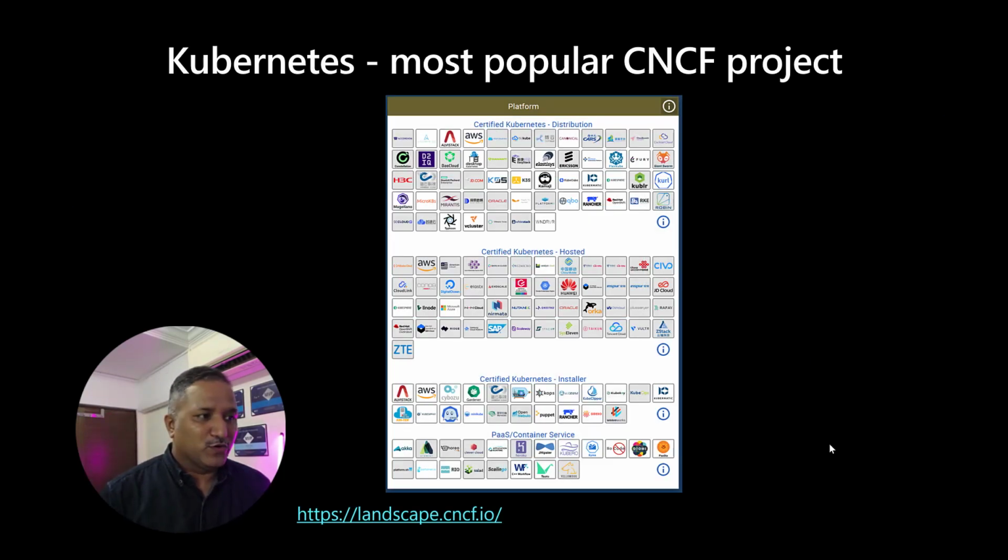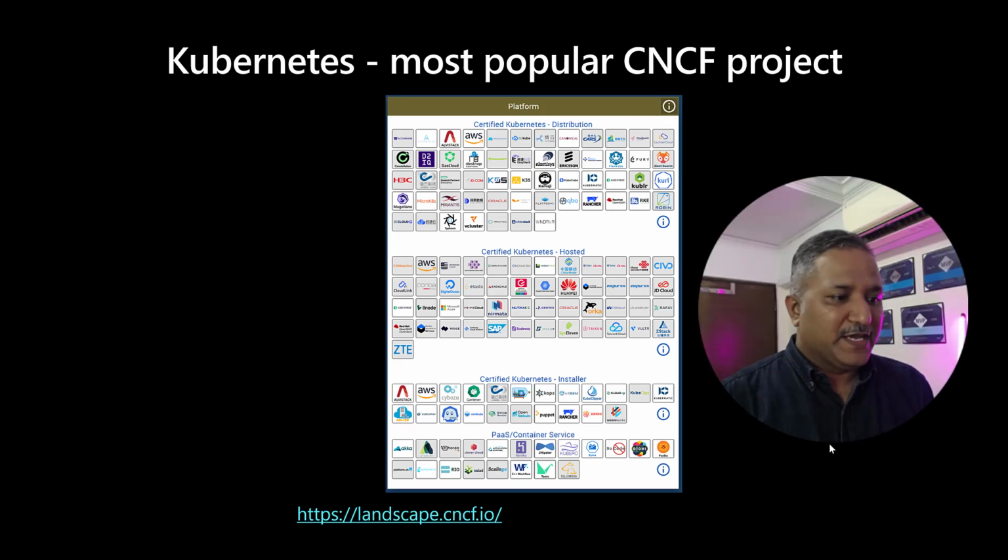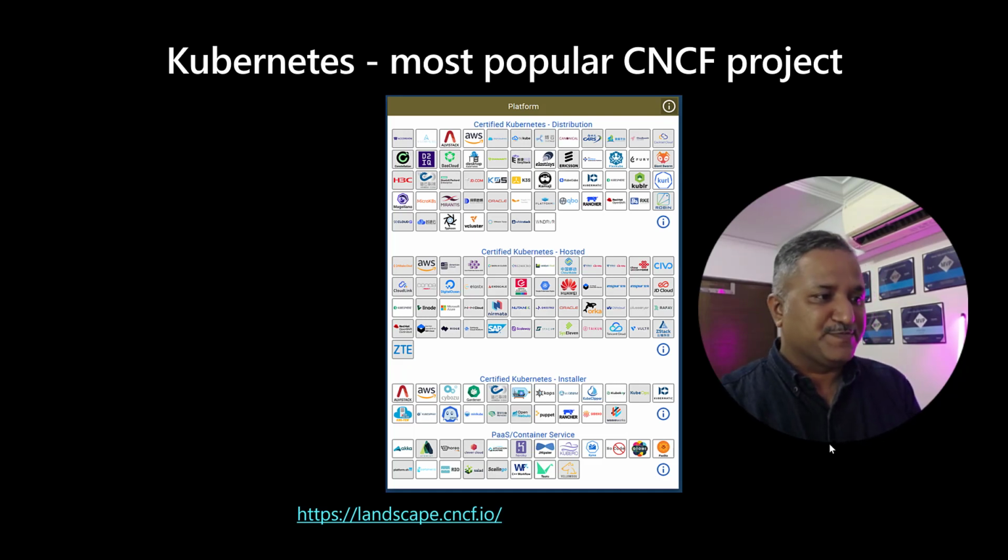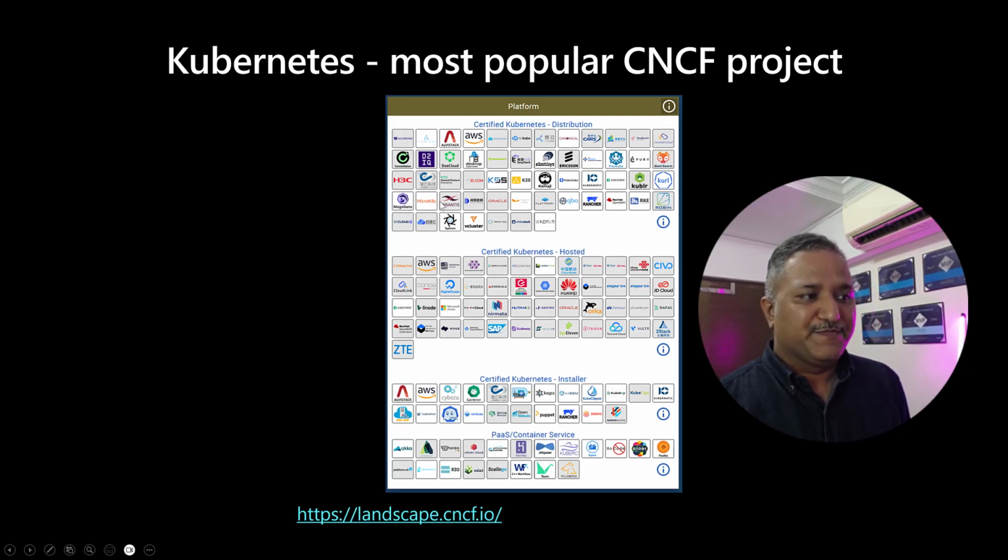In this video, we are going to focus on Kubernetes, which is one of the most popular open source projects. And we can look at the Cloud Native Landscape, or CNCF landscape, which is the Cloud Native Computing Foundation's project, which shows the different projects supported by CNCF. And if we look at the platform section itself, we can see that there are various certified Kubernetes distributions. These are by AWS, Canonical, there is Rancher, there is Red Hat OpenShift.